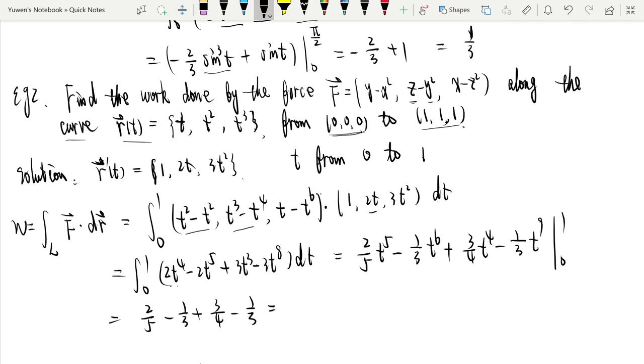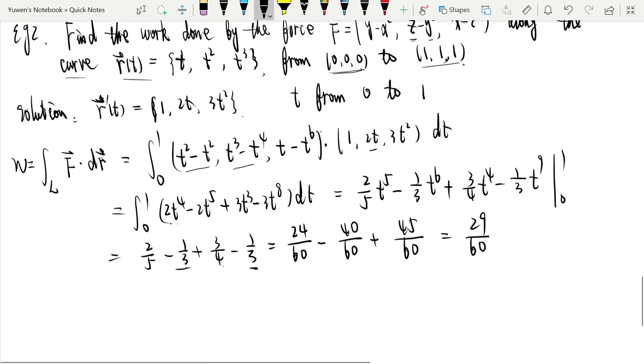There is a common denominator of 60. That's 24 over 60, minus 20 over 60, minus 40 over 60, plus 45 over 60. So that is 29 over 60. That's the second example.